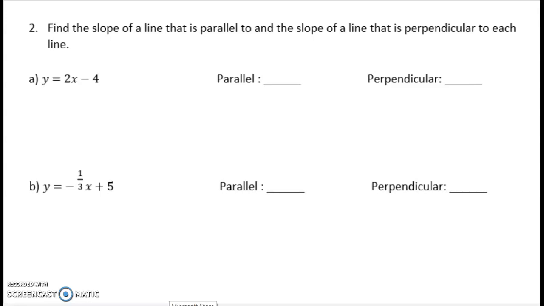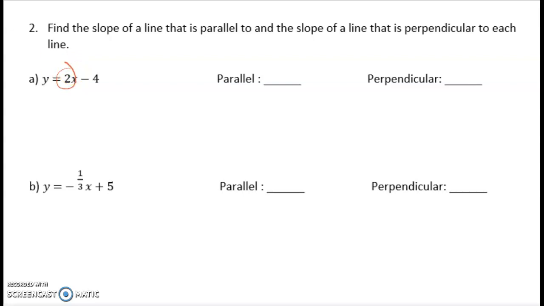All right, so this one goes to the third video. Sorry about that, guys. So it says find the slope of a line that is parallel to and the slope of a line that is perpendicular to each line. So this first one, okay, it says y equals 2x minus 4.